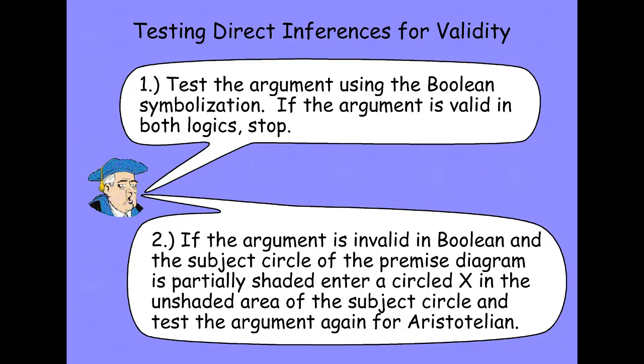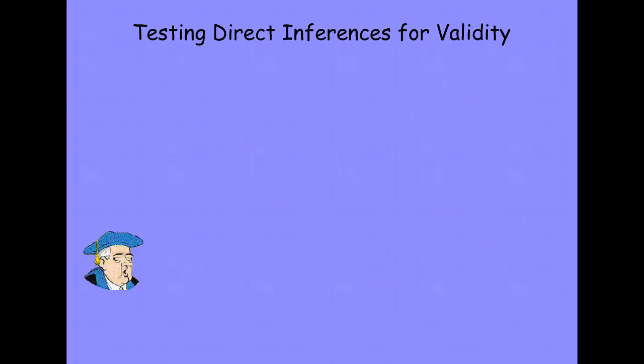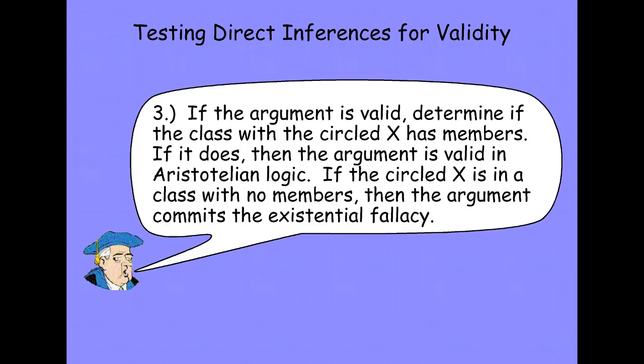But we have one more step to go. Because we've made that Aristotelian assumption, now we have to go back and ask ourselves, is this argument that is formally valid in Aristotelian logic actually an instance of Aristotelian logic? That is, does that subject class have a member? Is it a good Aristotelian class?